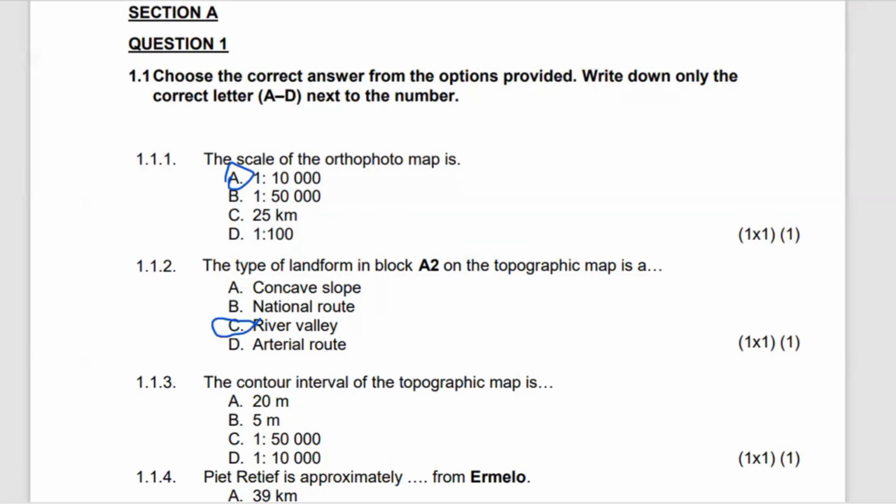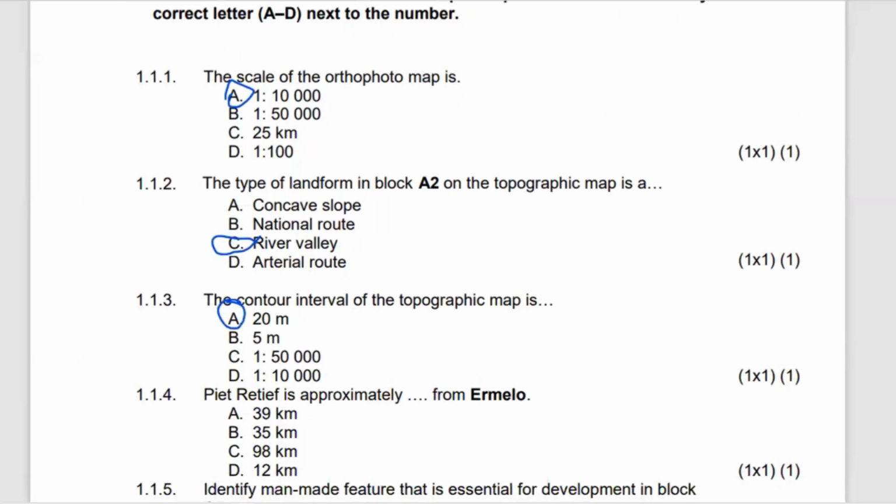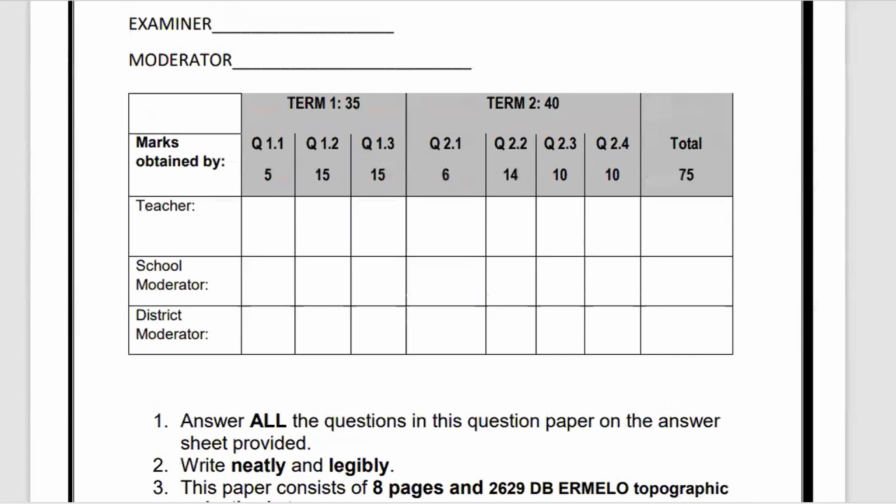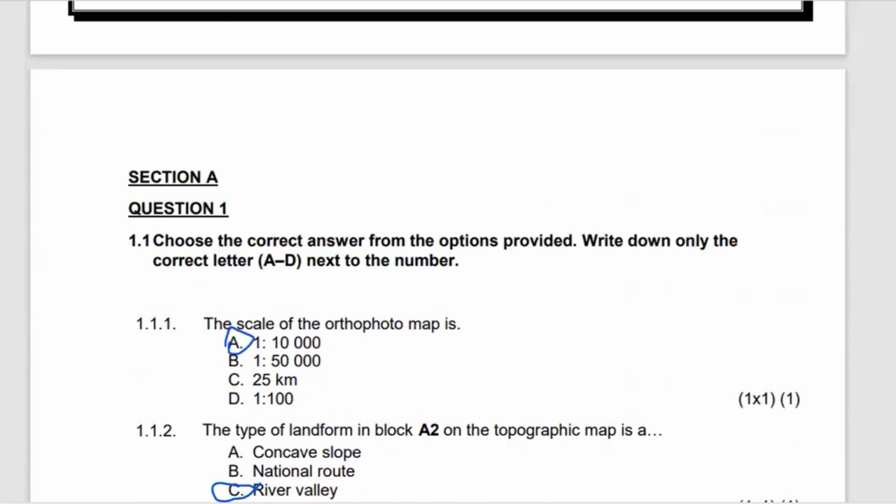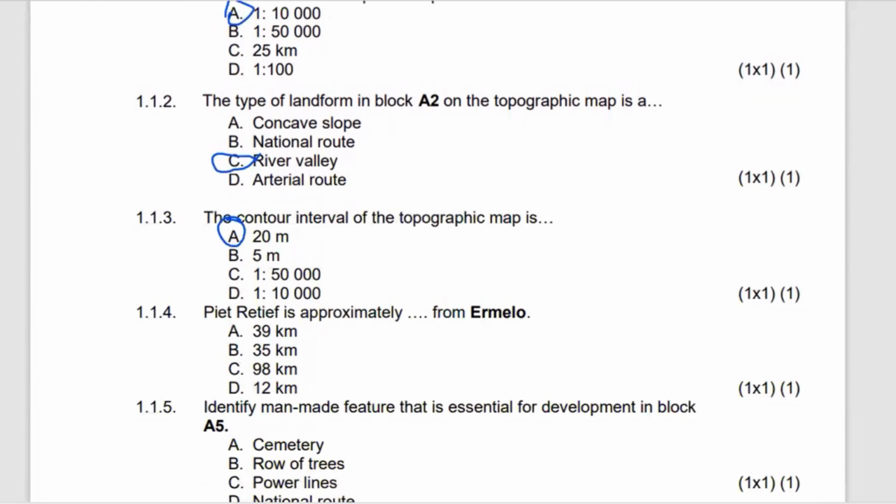Okay, then we have the contour interval of a topographic map. Is it 20 meters, 5 meters, 1 to 50,000, or 1 to 10,000? Okay, the contour interval for a topographic map is 20 meters. Then we have the distance is approximately dash from Emelo. Remember, here you're going to choose the correct answer and write it down. Okay, so here our answer is 98 kilometers.